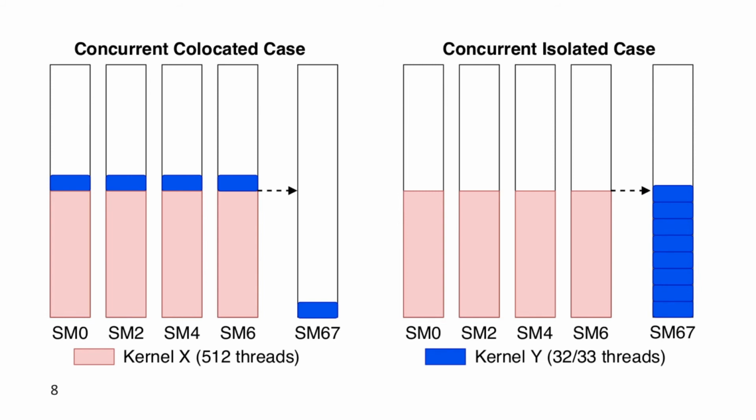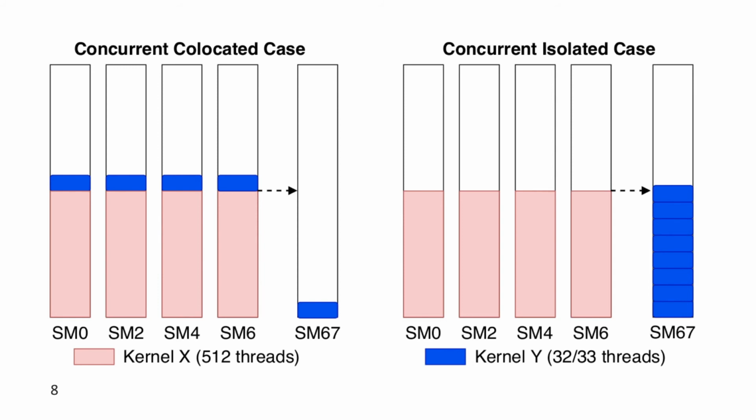Kernel Y had 2 versions, one with 8 blocks of 32 threads, and one with 8 blocks of 33 threads. The version with 33 threads was the concurrent isolated case, pictured here on the right. The limiting resource for kernel Y was the number of threads, and so all of the 8 blocks of kernel Y were scheduled to the empty SM67. While the 2 kernels were executing at the same time, none of their blocks shared an SM.